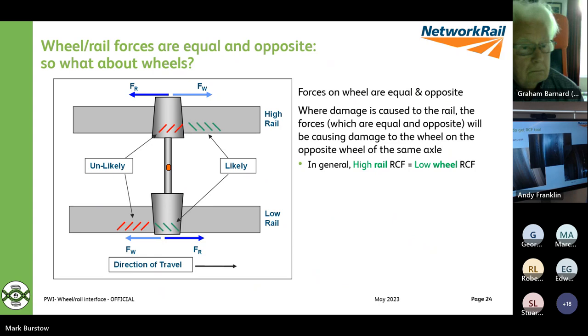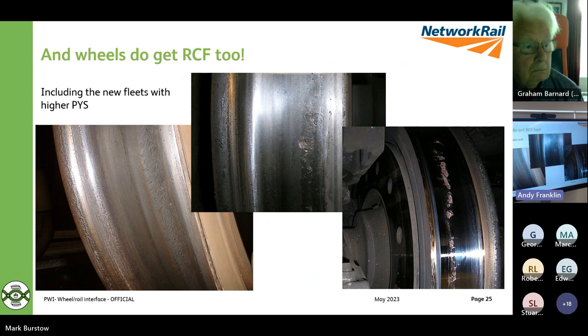Sure enough, we do. You don't hear a lot about it, but train operators do experience wheel RCF, and for a lot of operators, it's what limits wheel set life. So they get RCF developing on the tread, a bunch of cracks. For them, it can become a problem because the cracks break out and large chunks of material fall out of the wheel. So rather than breaking the rail in half as we have on rails, for wheels, the cracks grow circumferentially around the wheel underneath the surface and chunks of material fall out of the wheels.